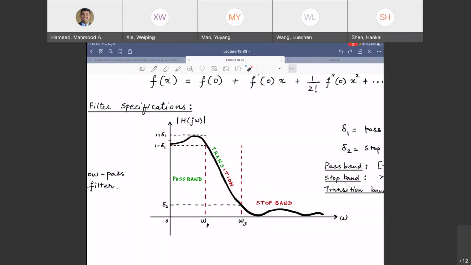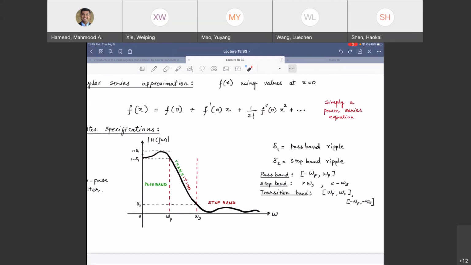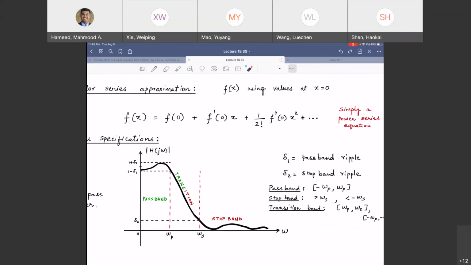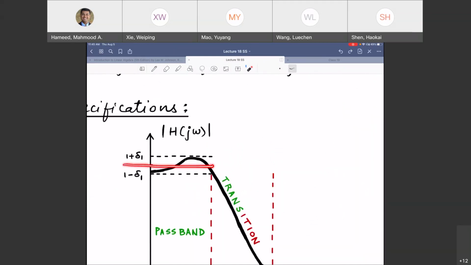That ripple, also called pass band ripple, is delta sub 1. So essentially you would expect this to be constant at 1. However, it goes 1 plus or minus delta 1. Delta 1 is essentially your pass band ripple. You don't want that to be very high, right? You want that pass band ripple to be as small as possible, so that the treatment of the frequencies that are getting passed is fair. All the frequencies are treated fairly.